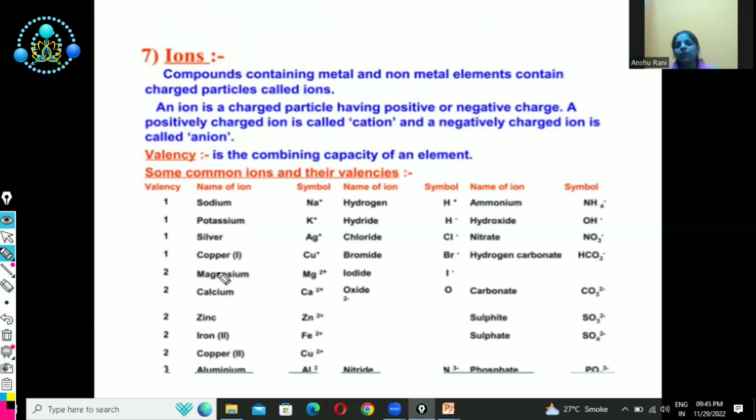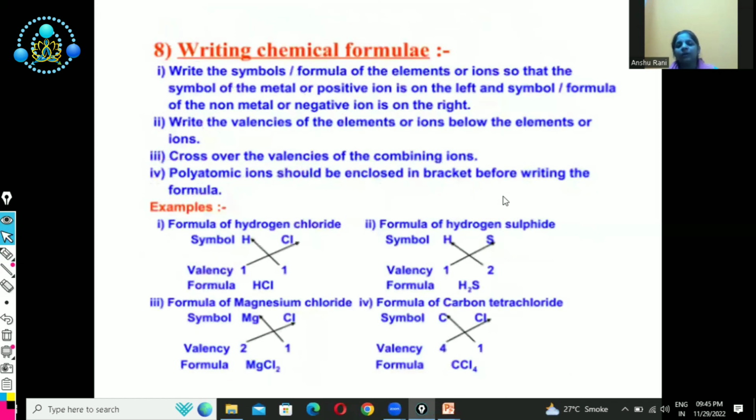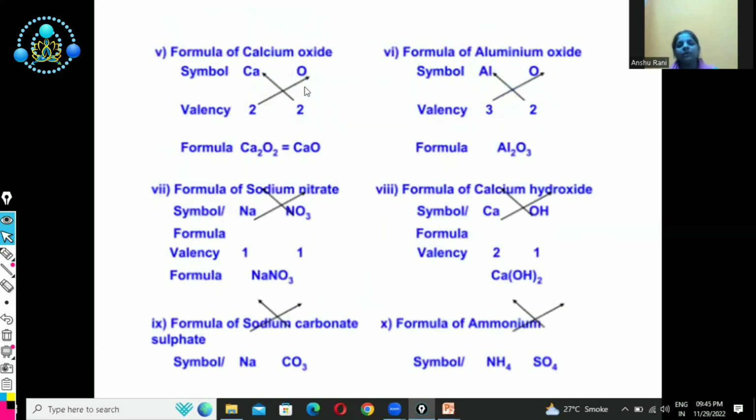And for polyatomic ions, you need to learn their formulas. Then you will be able to write their chemical formula and their structure. Like if you have to write, say, the formula of calcium oxide, how will you write it? First, you write the symbol of calcium, then oxygen, then you write their valencies, then crisscross. This valency will come with this, and this valency will come with this. So it will form Ca2O2. The 2s will cancel, and it will form CaO.